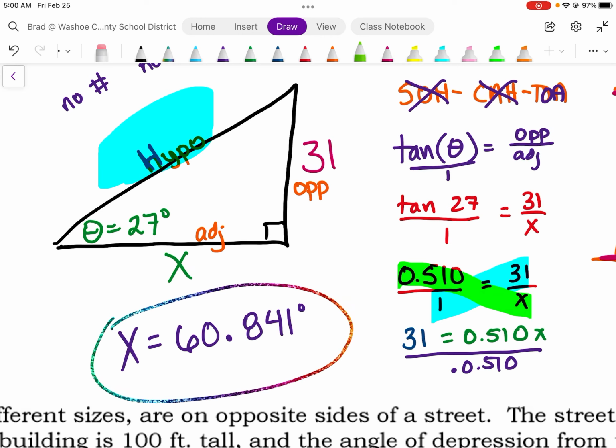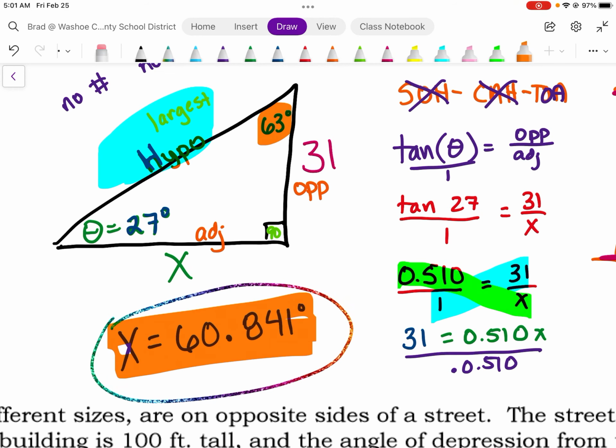So remember, there's 180 degrees in a triangle, so this is 90. So that means this is the largest. Now, we didn't want to find it, so it's good to know, but that's not really what we're looking for. We're looking at the other two angles. If this is 27 degrees right here, then this has to be 63 degrees. So we know that that 63 is a much bigger angle. So it makes sense that my 60 right here would be so much bigger than the 27 that's going to connect it to that 31.